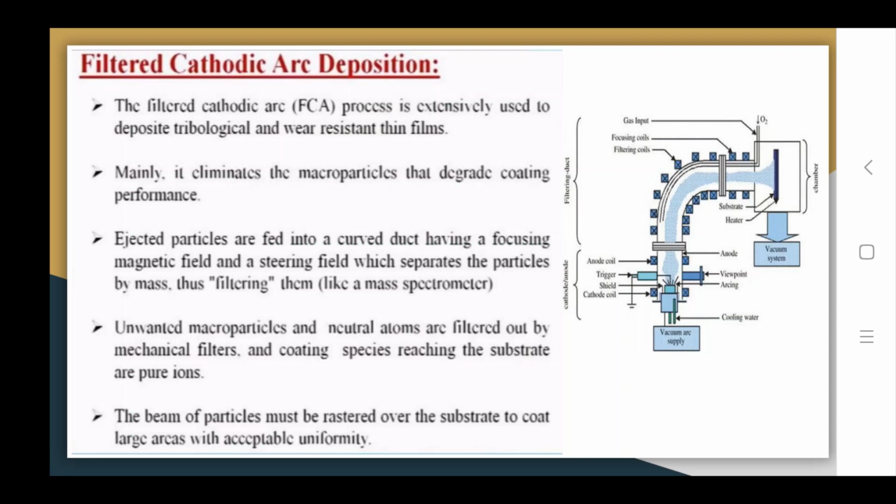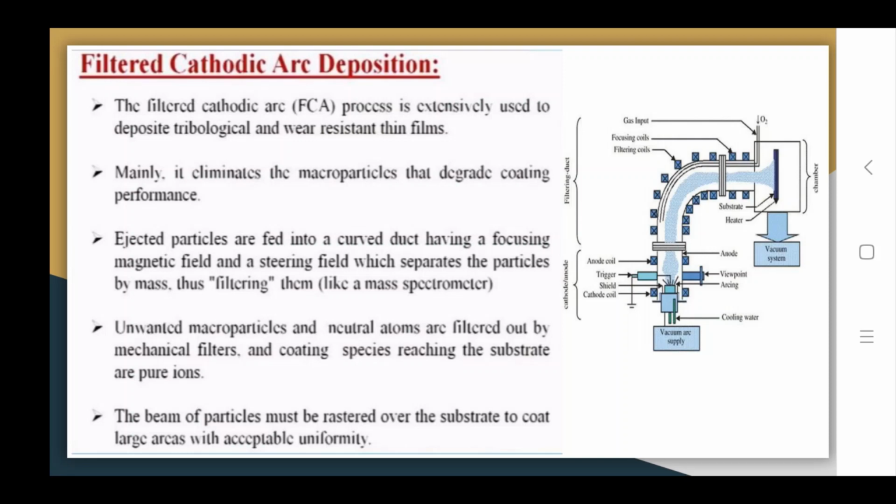So there should not be any mixture of bigger and smaller particles, because as we know, if the particle size is bigger, it is very difficult for it to stick onto the substrate material, and not only that, its surface area will be less. So there will be less adhesion between the coating material and the substrate material.